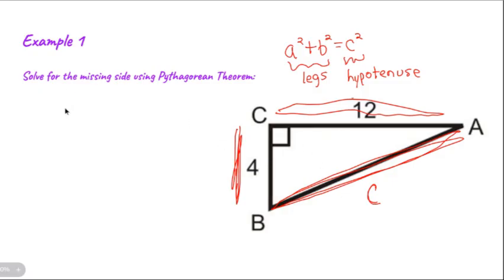So we would say 4 squared plus 12 squared equals c squared. Now, I'll do this piecemeal, but you probably can do this in your head. This 4 squared is 16. This is 144. So 16 plus 144 is 160, equals c squared.